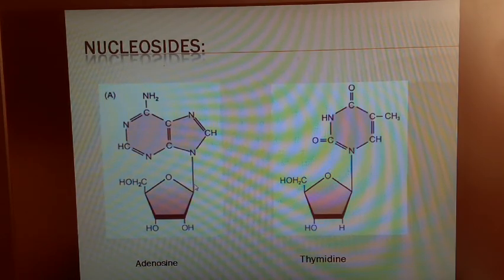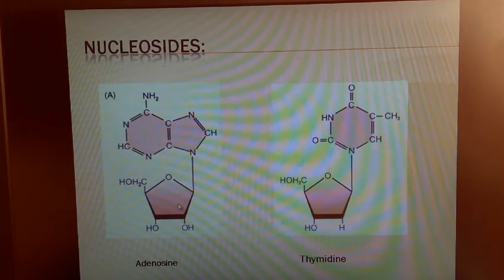How is it going to bond? On the first carbon we have an OH group. On the nitrogen we have an H. H and OH will be given out as H2O, then those two will be combined. Likewise here also, H will be there and OH will be on the first carbon. It is eliminated as H2O and forms a bond. What is this bond called? The bond is called an N-glycosidic linkage.